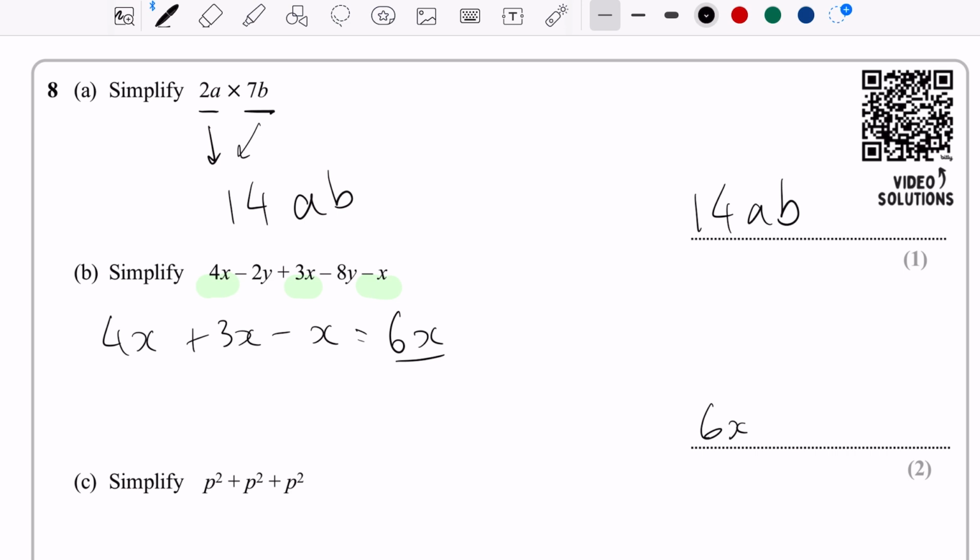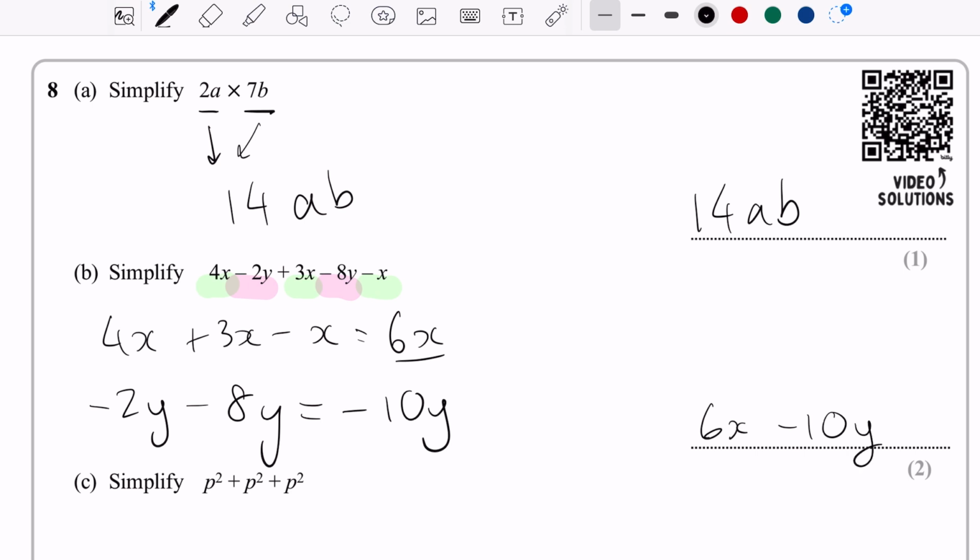Okay, and then we need to have a look at the y's. We've got minus 2y minus 8y. Minus 2 minus 8 more, goes even further negative, minus 10y. So 6x minus 10y. Alright, 1 mark for each of those.